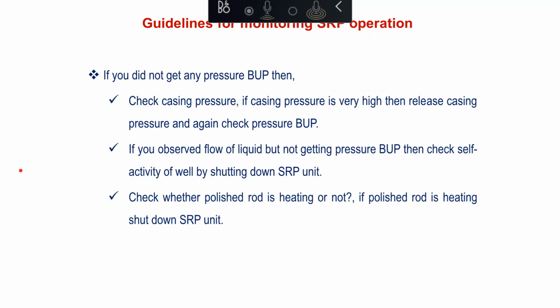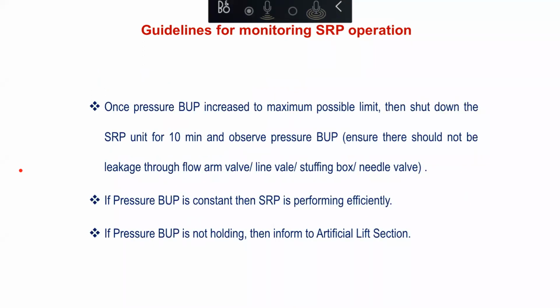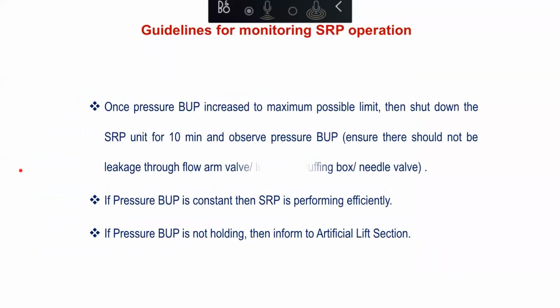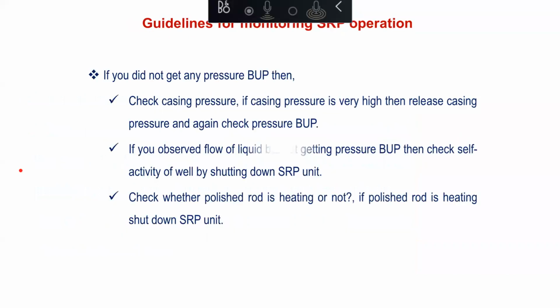When you check, after reaching 40 kg, you will wait. You will close your SRP, and when you close your SRP, if there is any decrease in pressure, if the pressure does not hold, you will check your casing pressure. If your casing pressure is very high, you are going to release the casing pressure, and do your build-up pressure test again.